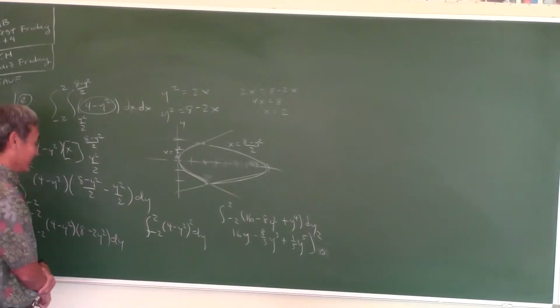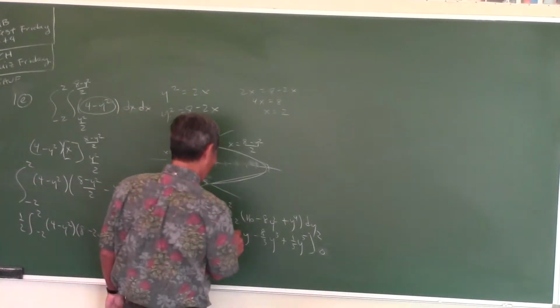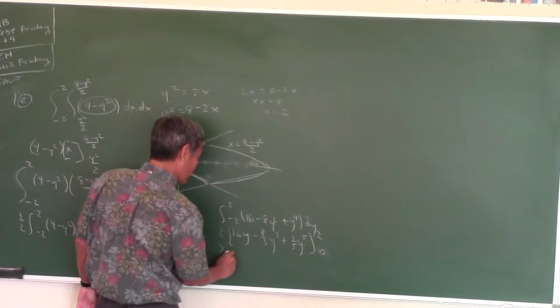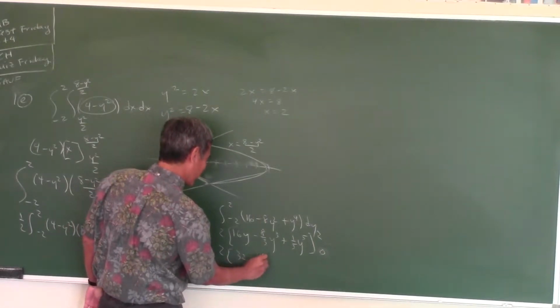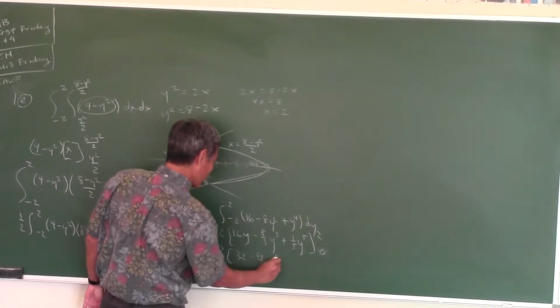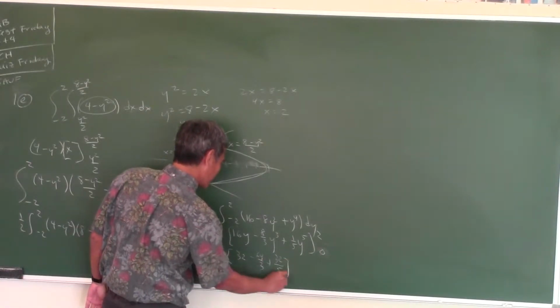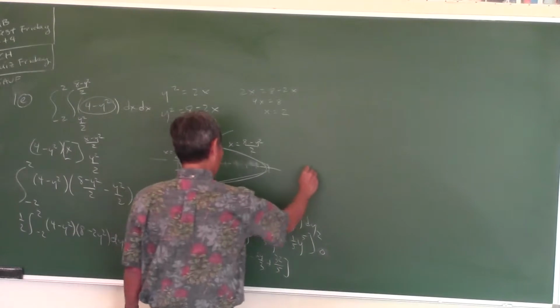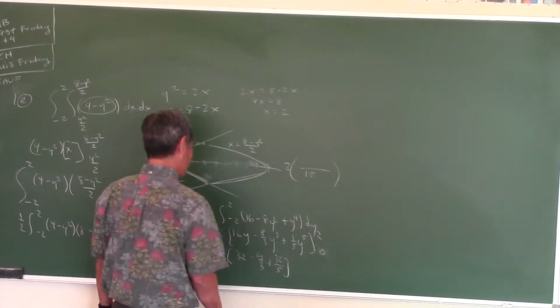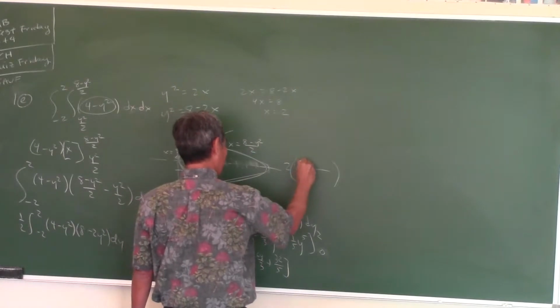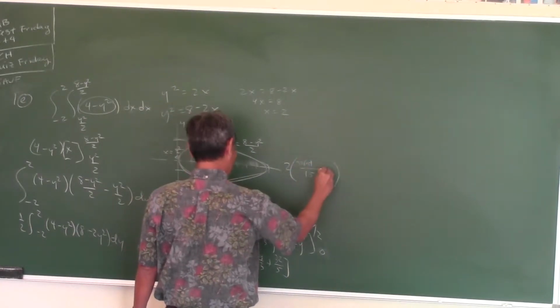Okay, then 0 to 2, and then we just times it by 2. So plug in the top number: 32 minus 64 thirds plus 32 fifths. Least common denominator, 15. So you got 2 times, what's 32 times 15? Let's just leave it 32 times 15 for now.